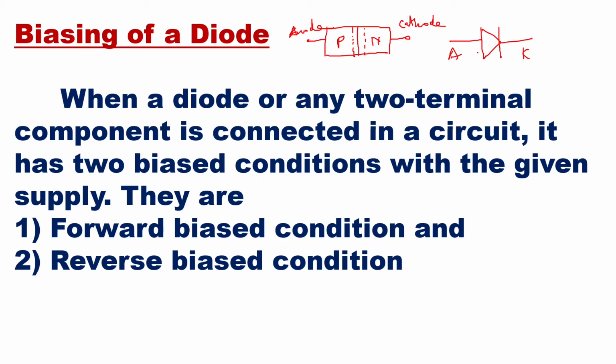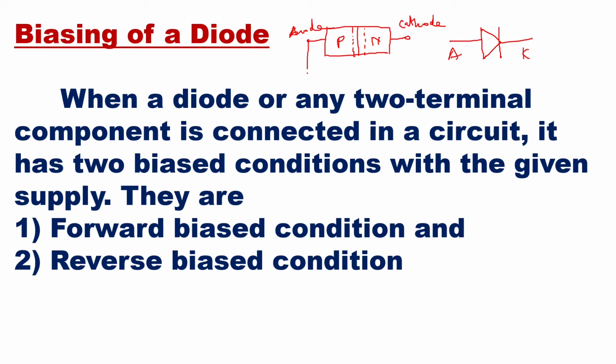Now, how is this going to be biased? How are we going to apply voltage to it, and by applying voltage to it, what kind of bias and what kind of conduction you will get, whether it is going to conduct forwardly or reversely. So here you can see the definition. When a diode or any two terminal component is connected in a circuit, it has two biased conditions with the given supply, depending upon the supply you are applying.